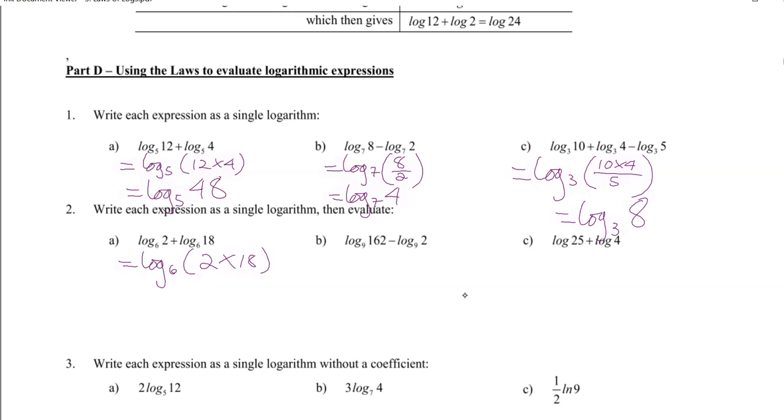Okay? So it's the log of the product, right? So we change it to a single log. What's 2 times 18? 36. What does log base 6 of 36 say?